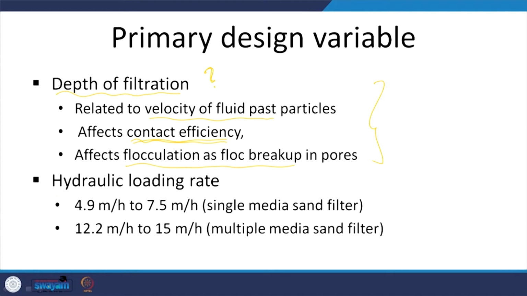Okay, I wanted to talk about this aspect here, but I see that it is being covered here. Hydraulic loading rate, right. At what rate is the water being loaded? So it is volume per area per time, which is why it comes out to be one dimension, meters per time. Let us say this is 4.9 or 5 meters per hour to 7.5 meters per hour if it is a single media sand filter. If it is a dual or multiple media sand filter, it is relatively high, 12.2 meters per hour to 15 meters per hour. With a multiple media sand filter, that is when typically the efficiency increases, right. So we will come back to this, we will look at the design later.